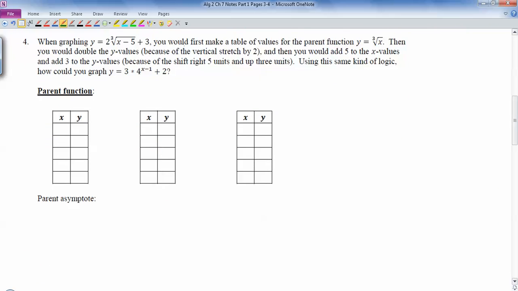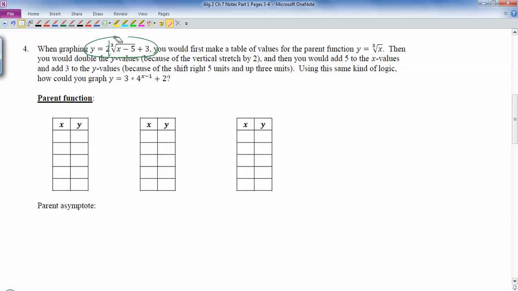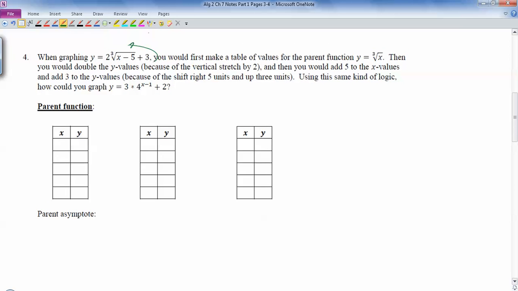So when we graph cubic roots like this guy right here, we would graph the parent function first, that cubic root of x. And then we'd end up doubling all the y values. And then we'd shift 5 to the right and 3 up. So it's going to work the same way with these exponential functions that have gotten a little more complicated looking. The key here is first figuring out what your parent function is.